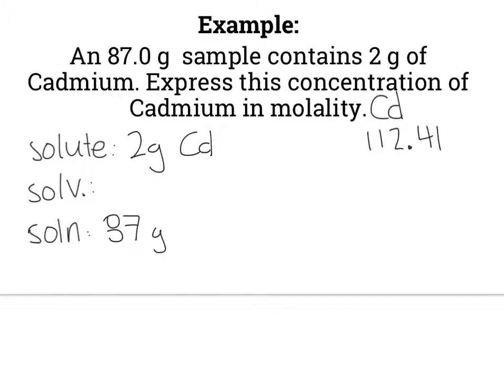That means our solvent is going to be 87 minus 2 grams of whatever we've got, which is 85 grams. So again, 2 grams of these are cadmium. That means 85 grams are not. We're just going to call that our solvent. We're going to assume that's what it is, basically. So we're finding that in molality.